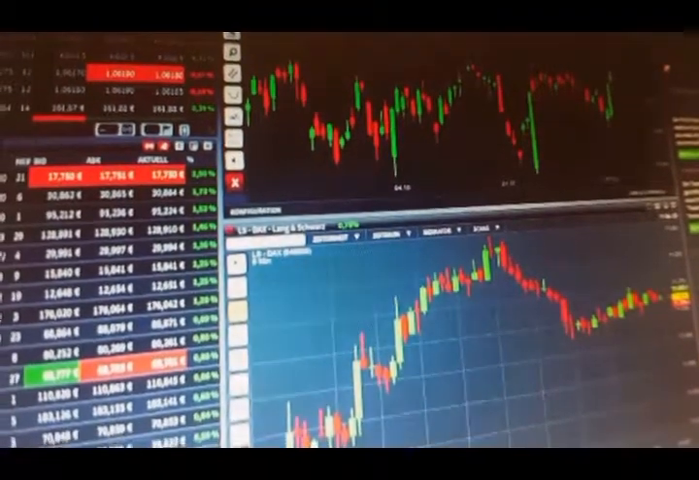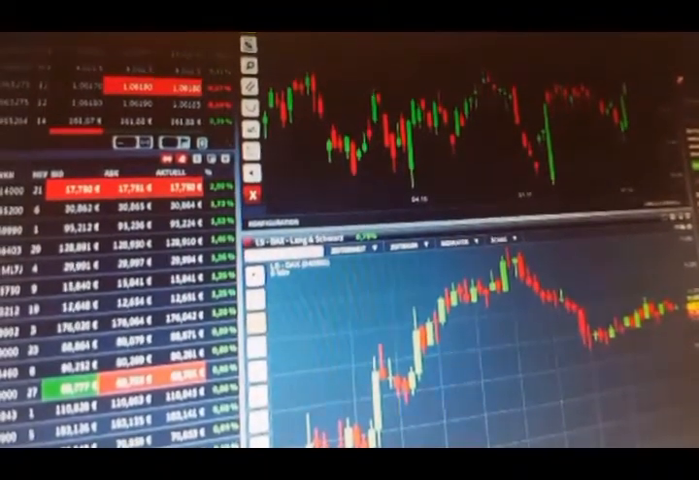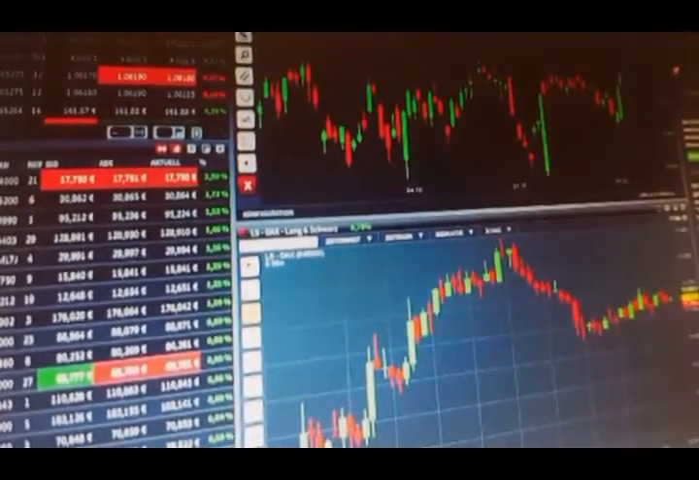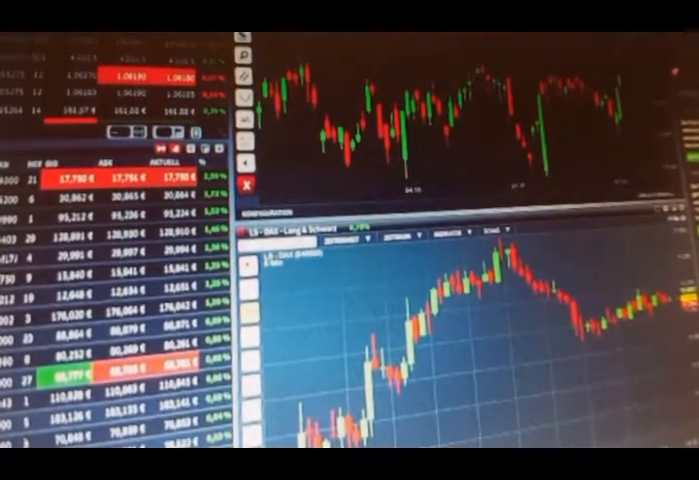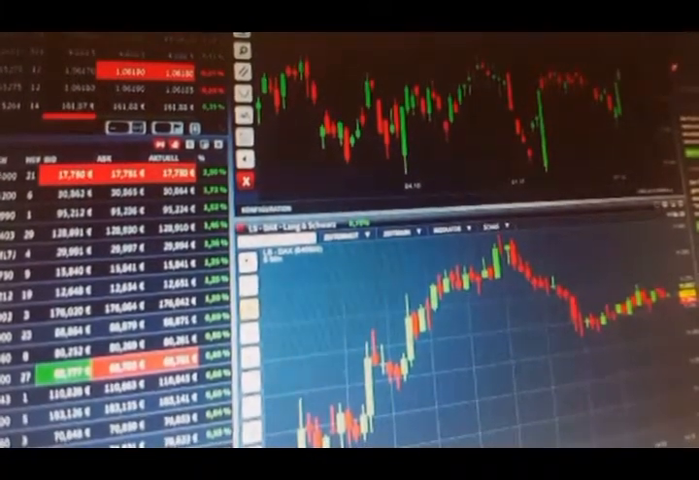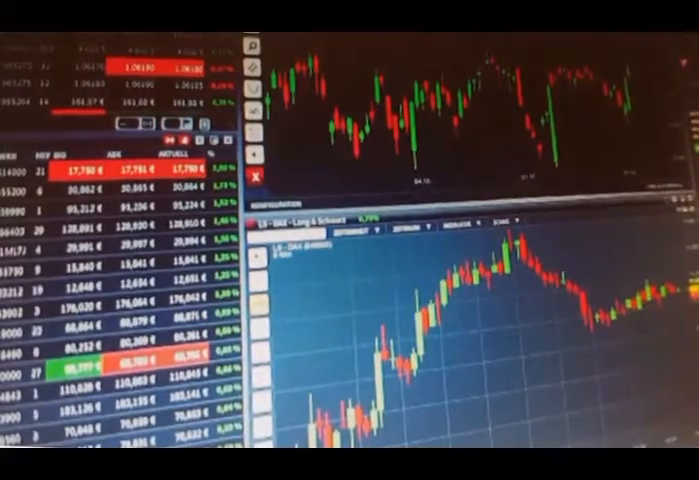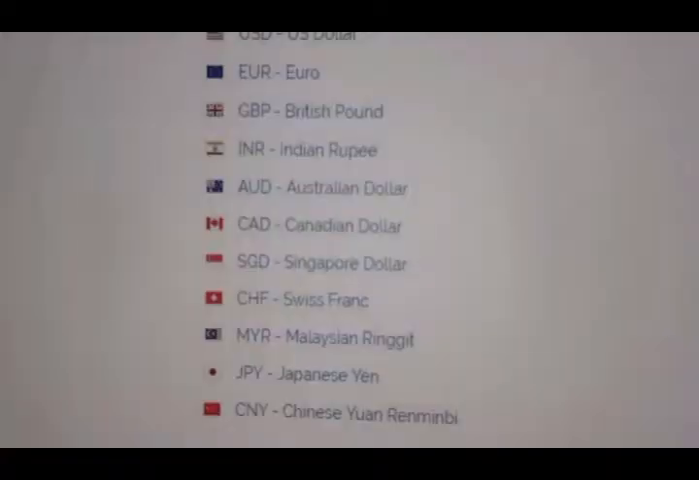And the currencies are normally abbreviated to a 3-letter form. And let me show you some examples of the common ones.